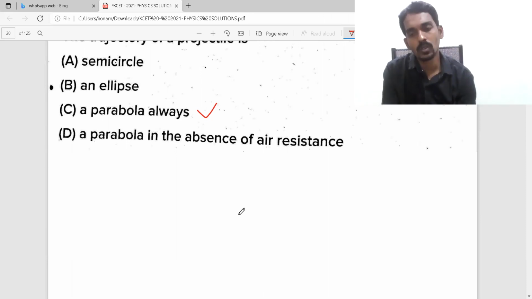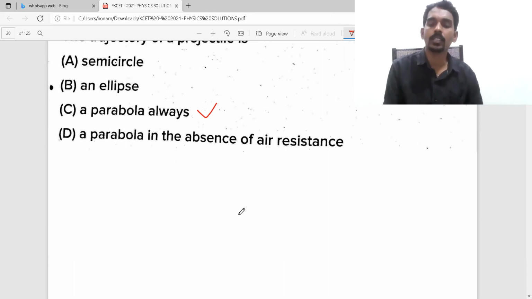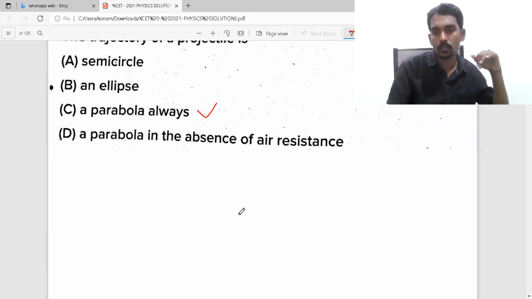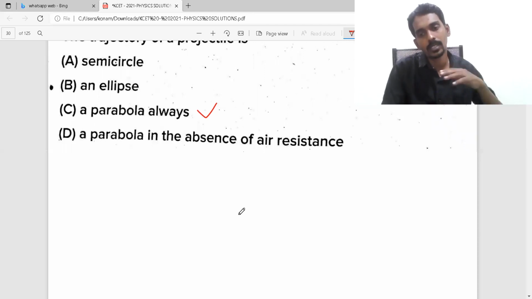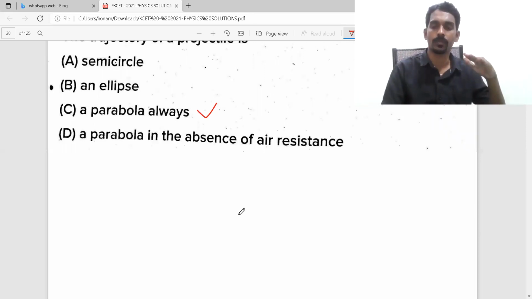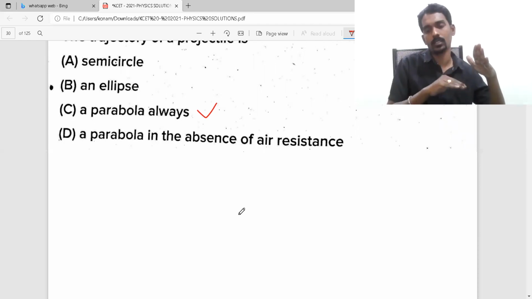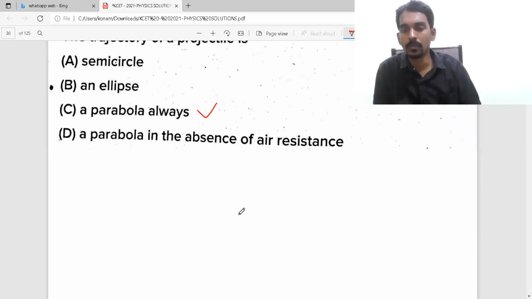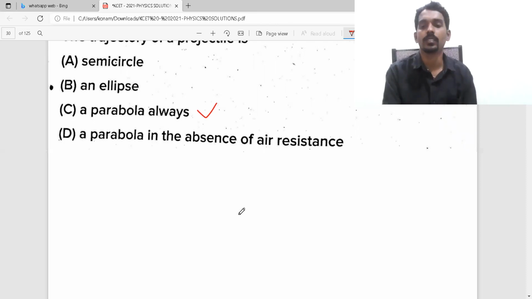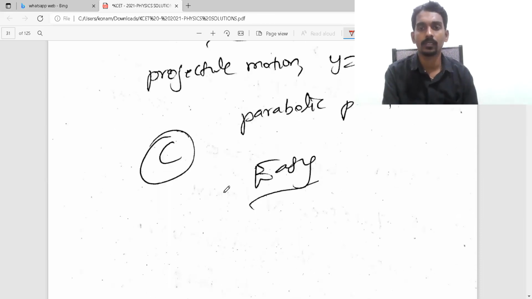air resistance, it's also a parabola, because air resistance opposes the direction of motion, so there is some drag in the x direction also. So instead of going this much distance, it may go less distance. So the range may differ, but the path remains the same. That's why it is again a parabolic path only. So that is what I represented here.